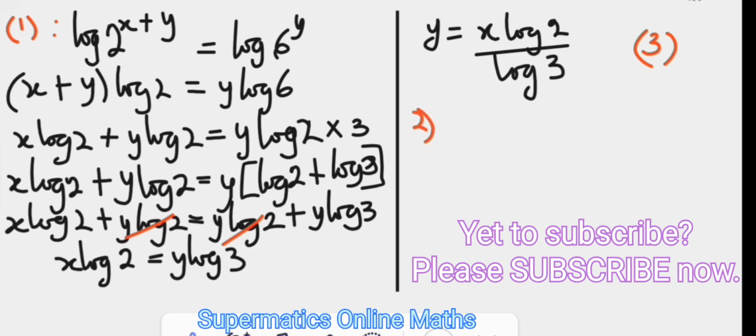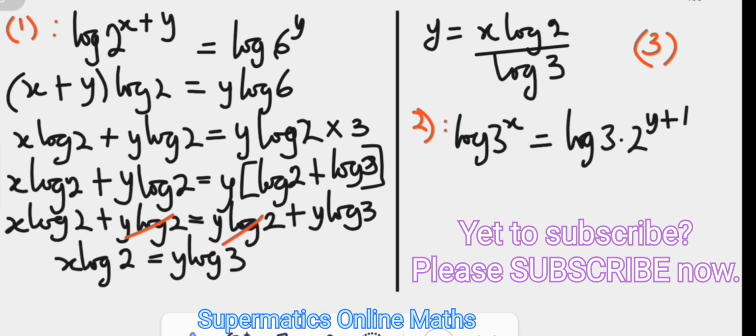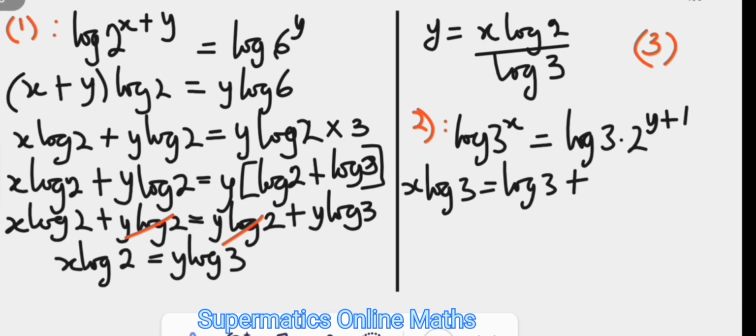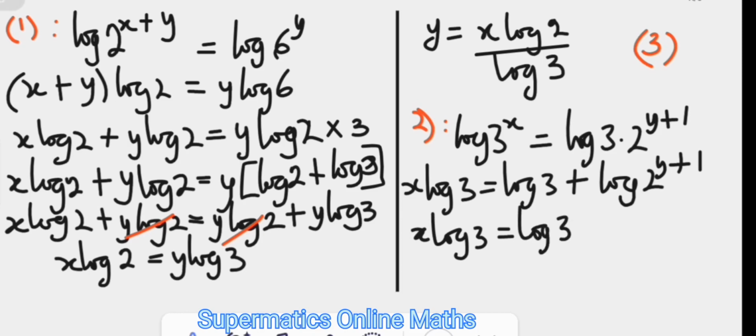Now from equation 2, taking the logarithm of both sides will give us log 3 raised to power x to be equal to log of 3 times 2 raised to power y plus 1. And that becomes x log 3 equals log 3 plus log 2 raised to power y plus 1, which becomes x log 3 equals log 3 plus y plus 1 log 2.